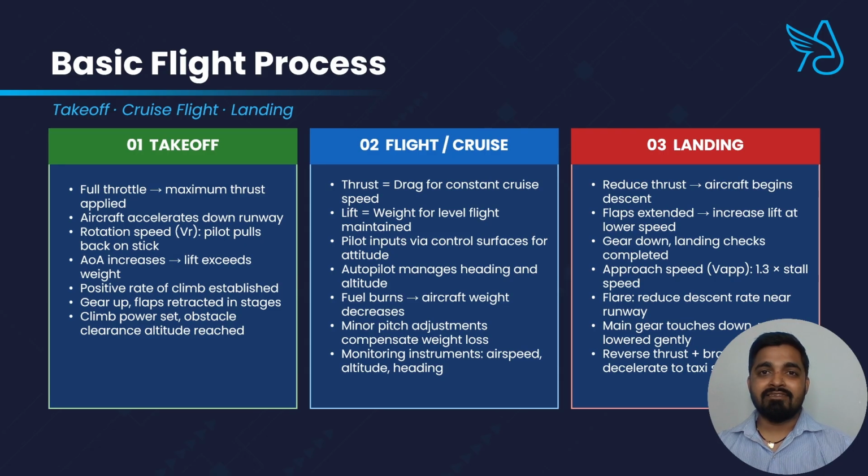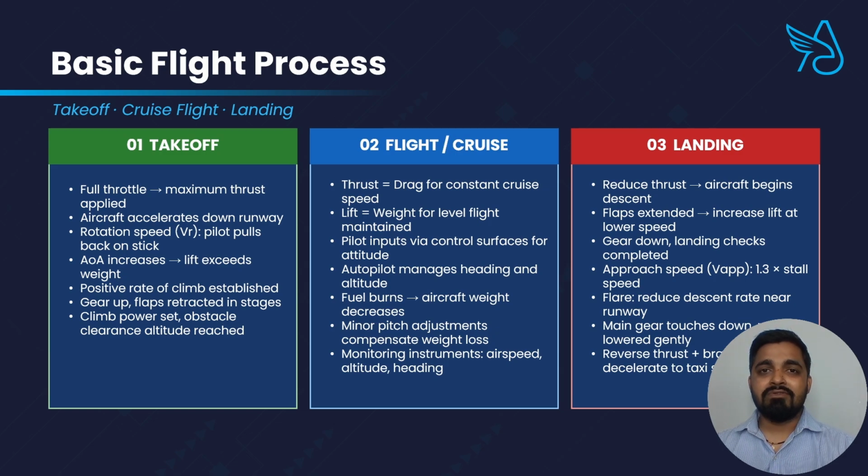Phase 3 is landing. Thrust is reduced and the aircraft begins a gentle descent. The flaps are extended, which increases the wing area and lift, allowing the aircraft to fly safely at much slower speed for landing. The approach is typically 1.3 times the stall speed, giving a safe margin above stall.